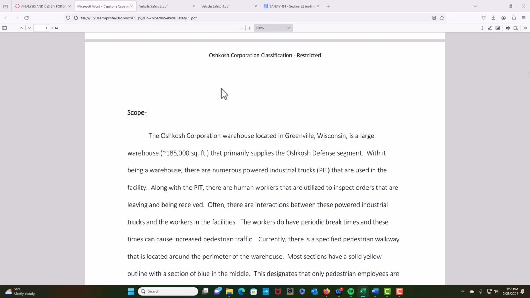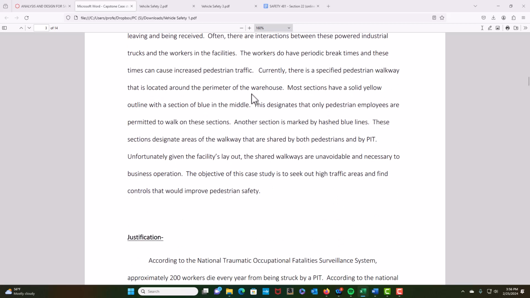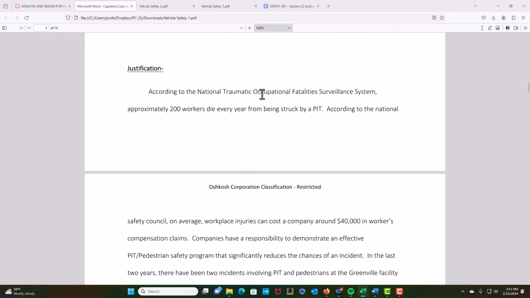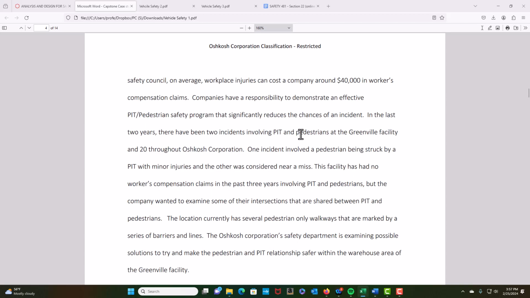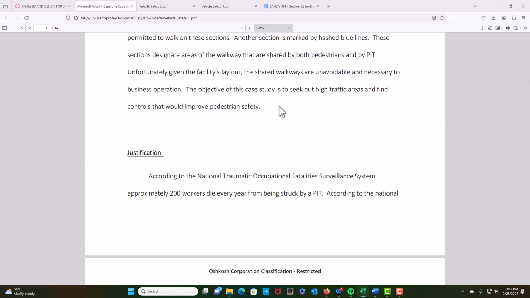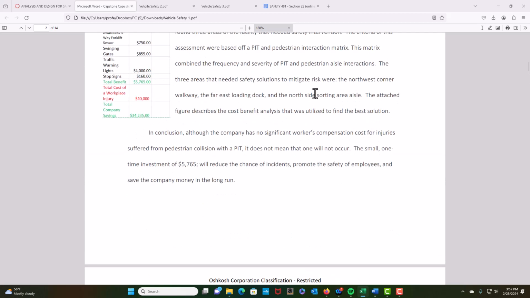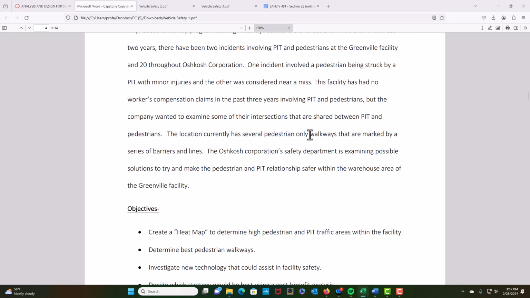All right, now we get in. There should be something here like an introduction. So scope. All right, so it gives us some information, interactions. Then what it should do is provide us some of the rationale. Okay, it does. I want more information though. I want to see pictures and stuff. What do they mean? Objectives, create a heat map. That's not what it said before. What did it say that they did? You guys remember? Pedestrian interaction matrix. Then all of a sudden it changes to a heat map?